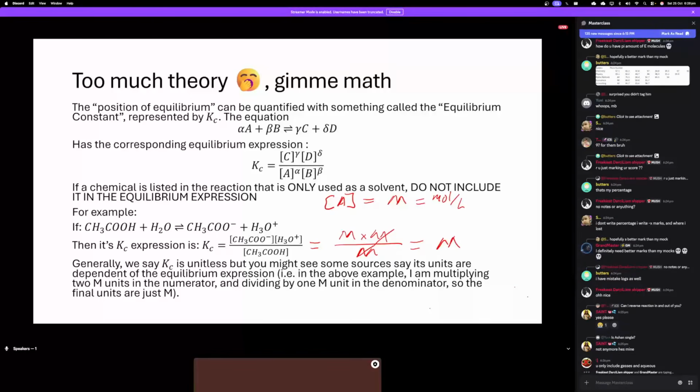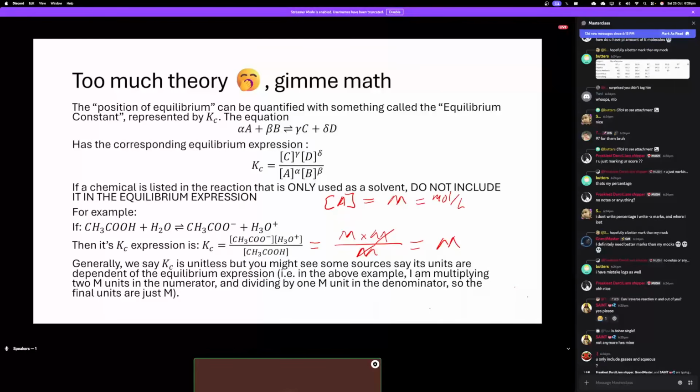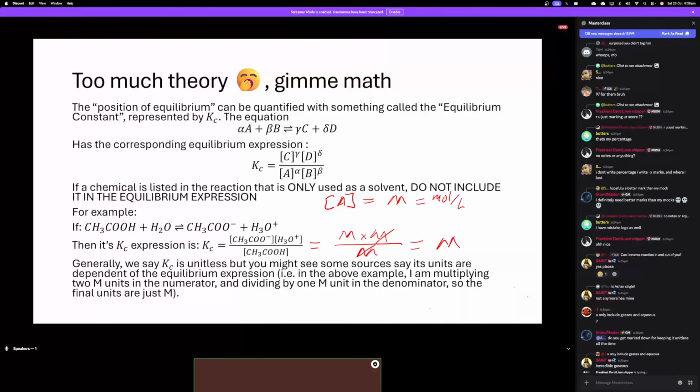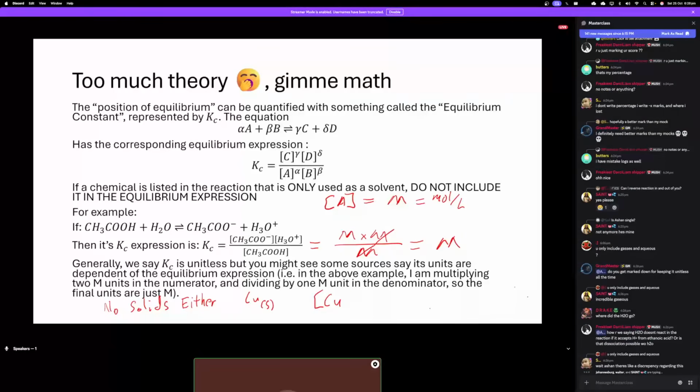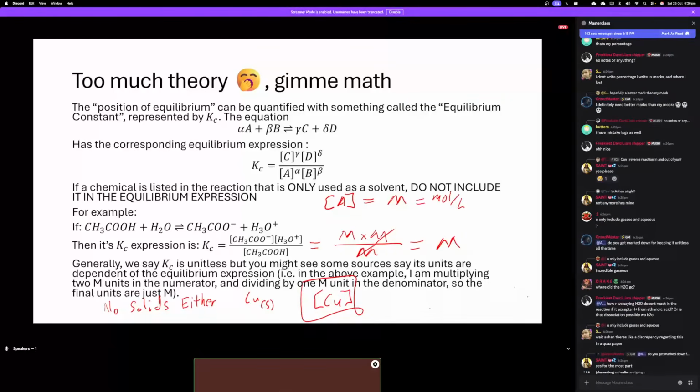I think you only include gaseous and aqueous. Yeah, I guess I should say that. That's a good point. You don't include solids either. No solids either. The reason being, I probably should have said that, my bad. If I had, let's say, copper metal, right? I can't take the concentration of a solid. That's not something you can do. You can mark down for keeping it unitless all the time. I kept it unitless all the time.